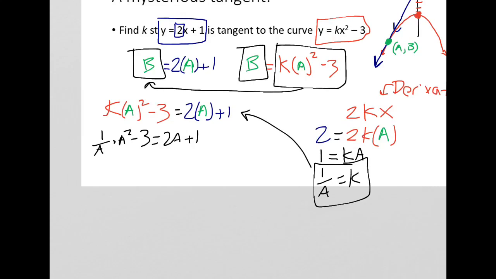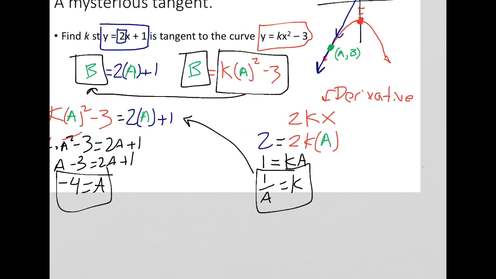So notice I have a squared over a. 1 power is going to cross off with 1 power there. So I'm going to get a minus 3 equals 2a plus 1. Subtract a from both sides, subtract 1 from both sides, you get negative 4 equals a. But again, remember what a is. A is the x value of the tangent point. So I know that this x value is negative 4.